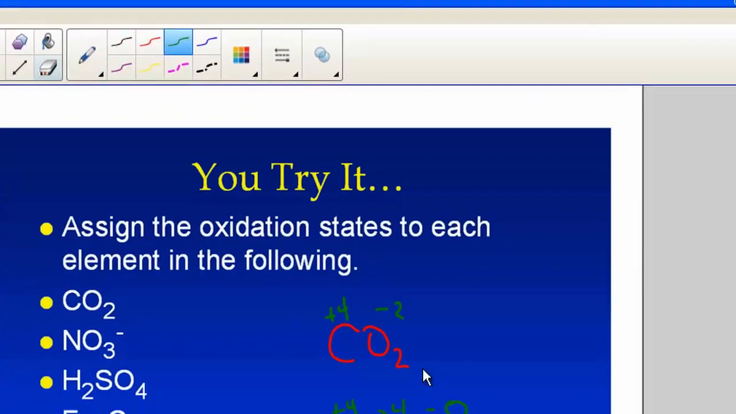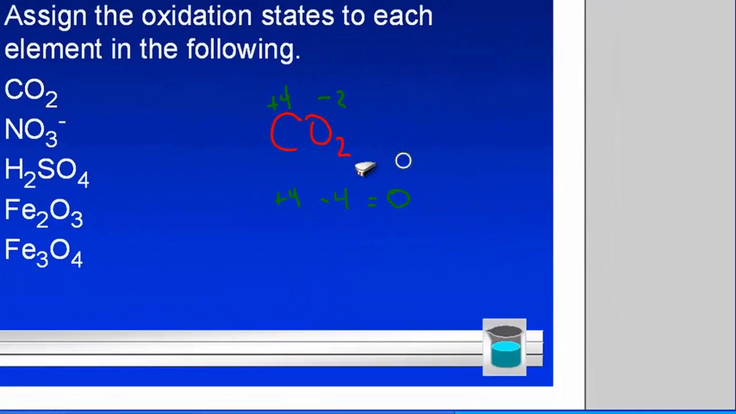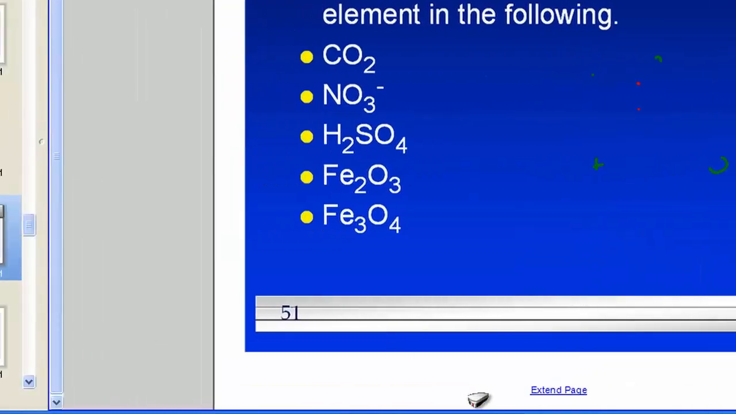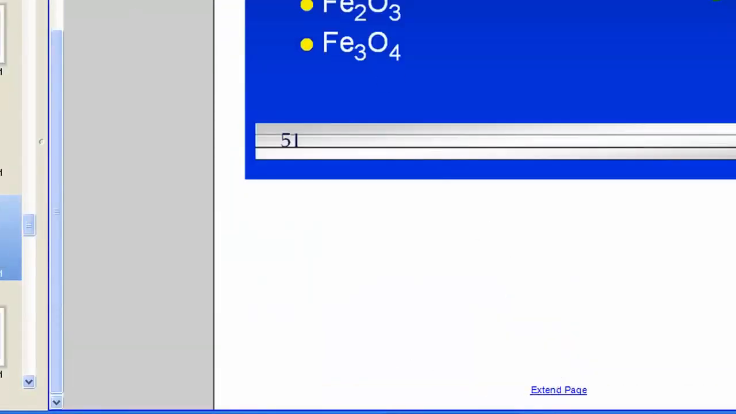Let's try another. Here we have nitrate. Oh, maybe I'll just extend the page. That's probably easier. Nitrate, NO3, -1. So here's an oxygen. We know that this is not a peroxide, so it's always assigned a -2. Oxidation state of oxygen is -2. 3 units of a -2, 3 times 2 gives me a total of -6.